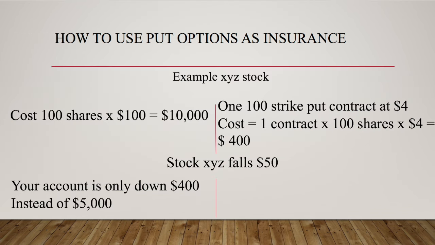Okay, so now on this slide, I'm going to show you how to use put options as insurance. For example, we can use XYZ stock. Remember, this is an imaginary stock. If you were to buy 100 shares at $100, it would equal $10,000, right? So right now you have in your account 100 shares of XYZ with a market value of $10,000.